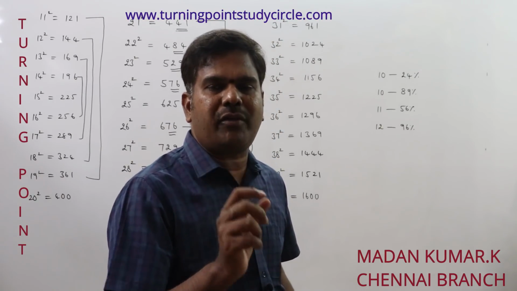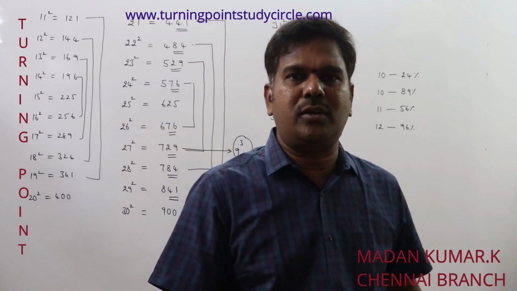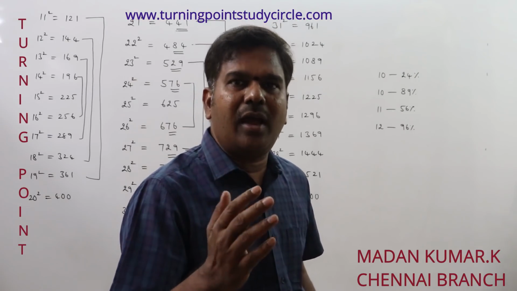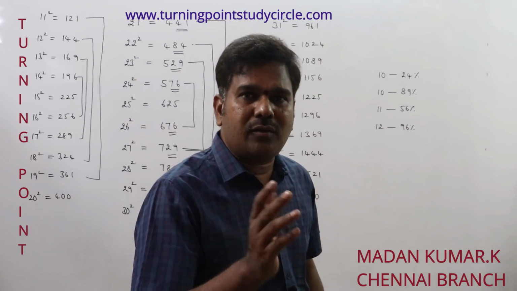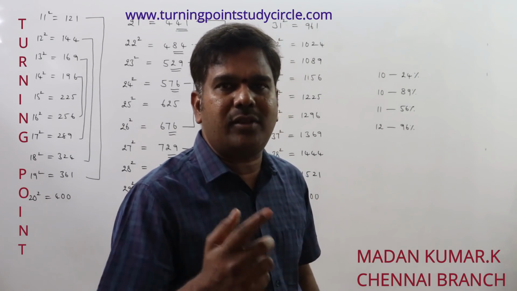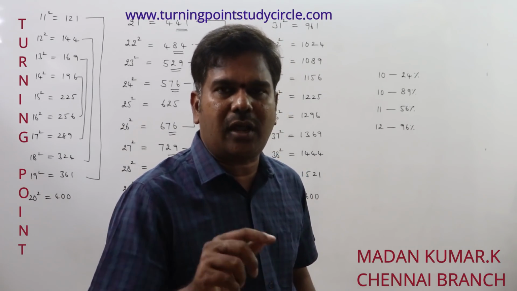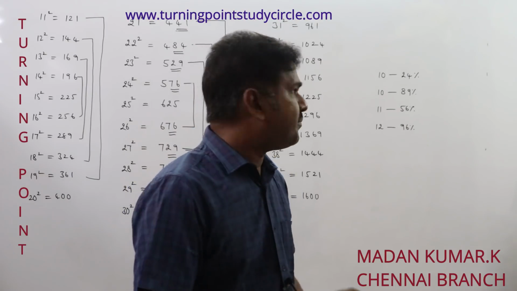So whenever squares end with 5, the last 2 digits will be 25, and for the other number, apart from 5, we need to multiply it with the immediate next higher digit or number, right?